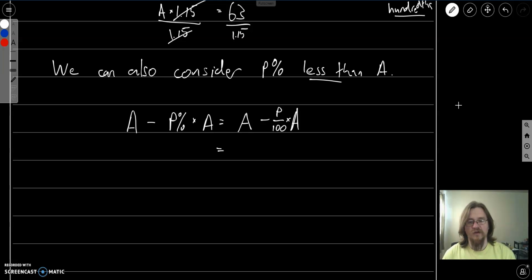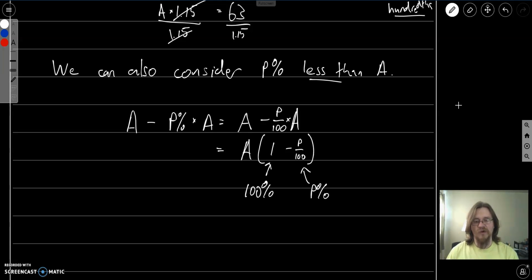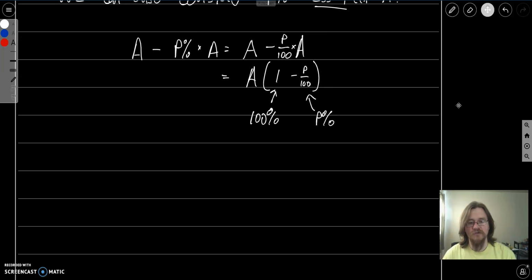And then from here we can simplify this A minus something times A. Essentially I can pull out an A and I get this formula. So here's a formula that's nice to know. We have A times 1 minus P over 100. So where does this come from? Well, the 1 corresponds to 100%. And the P over 100 corresponds to P%. So again, we're going to take all of A, say 100% of A, and we're going to take away a little bit of it, specifically P% of it. So this is where this formula comes from.